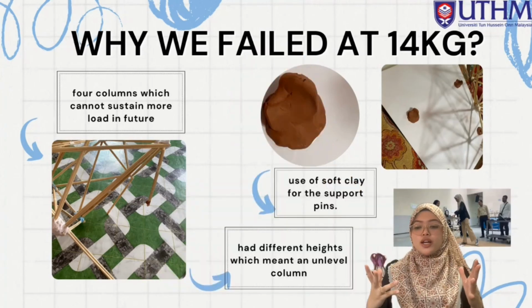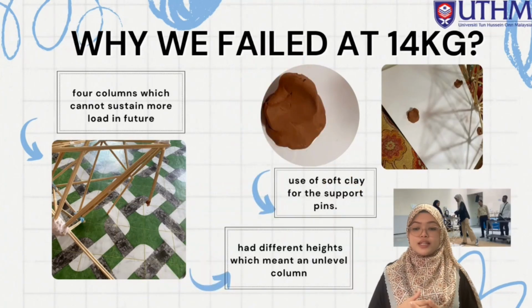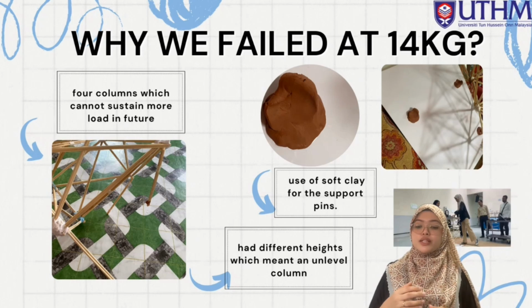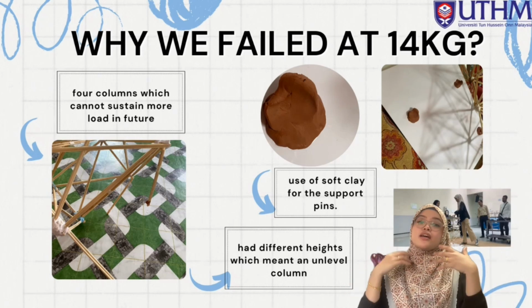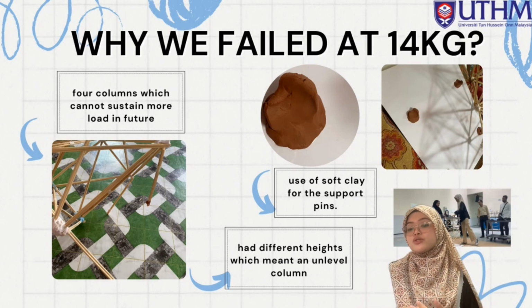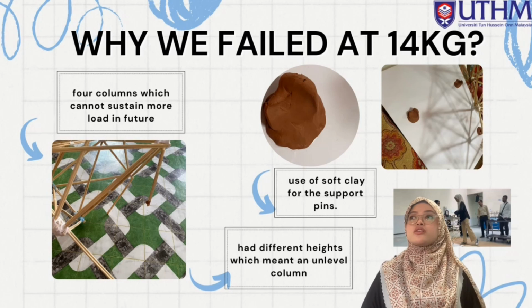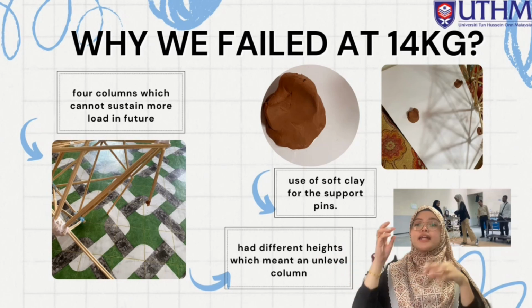So why did our tower crash at 14 kg? Because the 4 columns cannot sustain more load. Other than that, the columns have different heights, which means they are unlevel. That's why it twisted, which made my tower crash. And other than that, we used soft clay to support the pin. So I think my group is the only one whose tower only has the base and the soft clay.